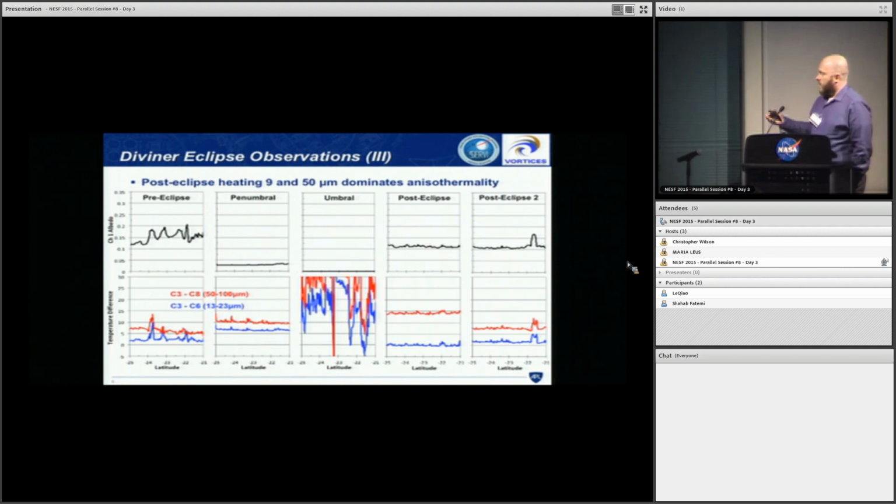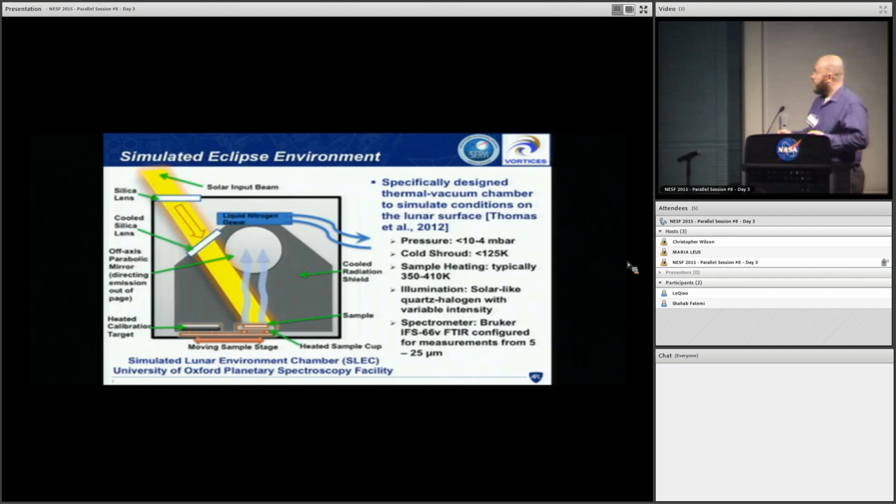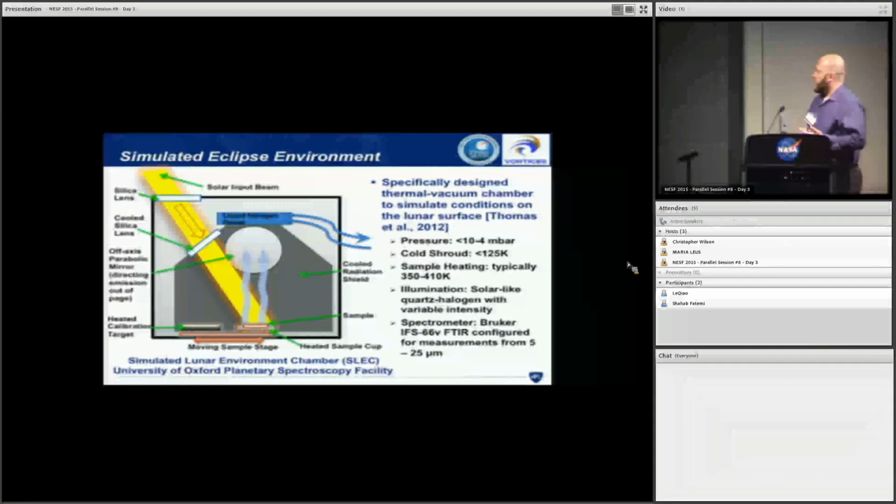And what we think is happening is that the anisothermality is being dominated by extra thermal emission in those wavelengths because they're emitting from very shallow, very near the surface, and that's the first to heat up following the eclipse. So we wanted to try to simulate this in the eclipse environment, and we're very fortunate to have affiliations with the VORTICES team that allow us to do this.